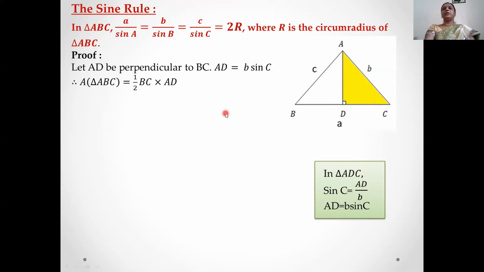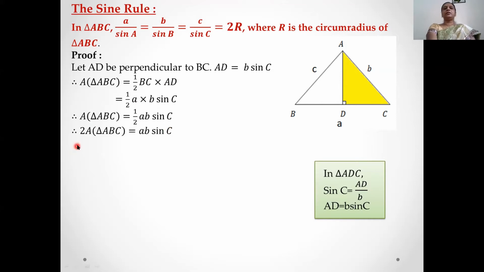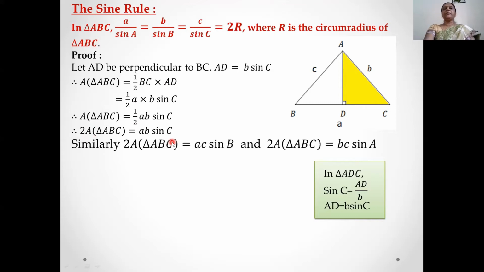Okay. Then, what will be the area of triangle ABC? Area of triangle ABC will be half base into height. Base is BC, height is AD. Now put the value of BC, which is a, and AD, which is b sin C. After simplification, we get area of triangle ABC is equal to 1 by 2 times ab sin C. That is, 2 times area of triangle ABC is equal to ab sin C.